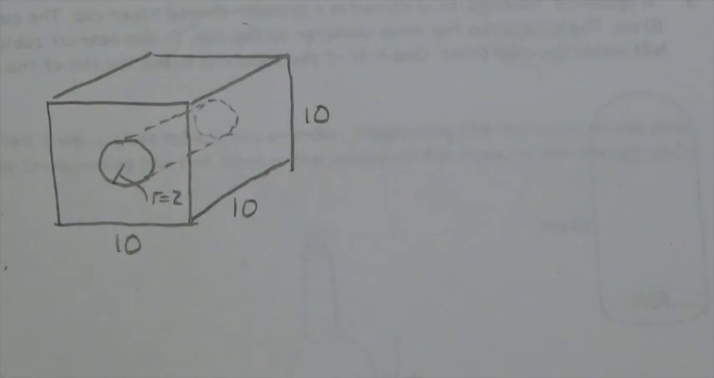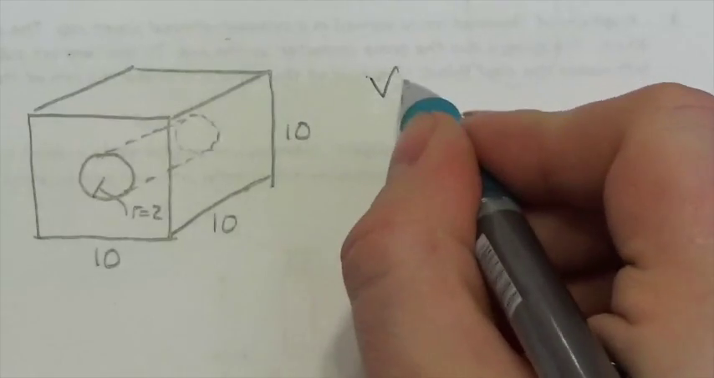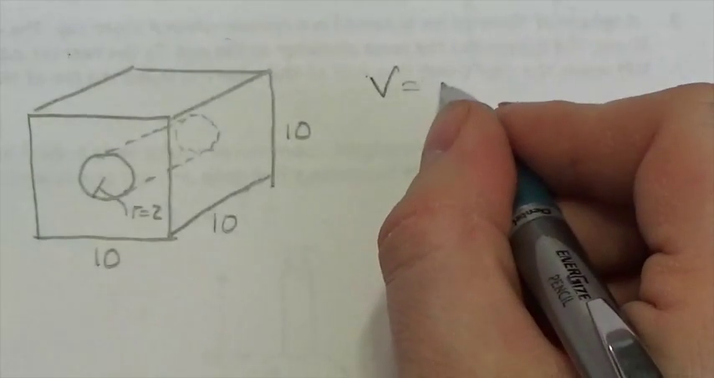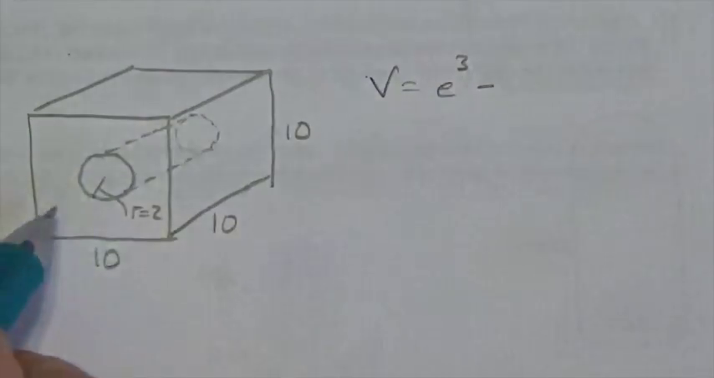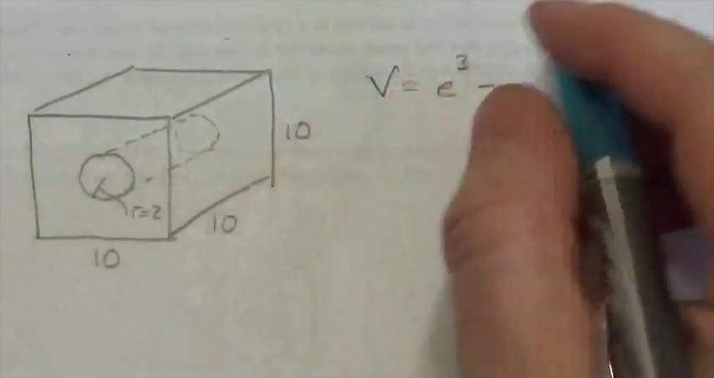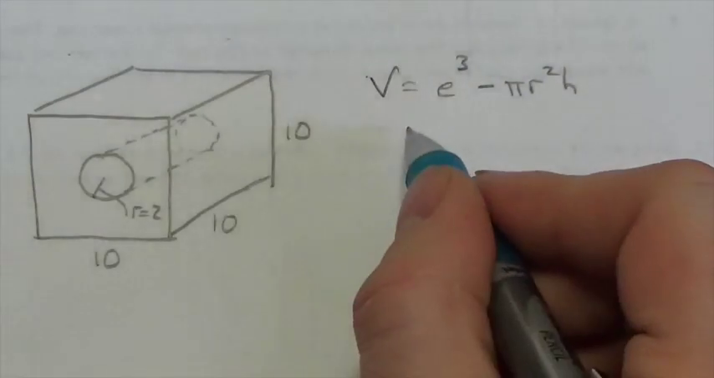Now, in most of the composite solids that we've done thus far, we have been adding the pieces together. But if I want to figure out the volume of this shape, it's going to be the volume of the cube, so that's going to be my edge cubed. This time I'm going to subtract the volume of that cylinder. So I'm going to subtract pi r squared h.